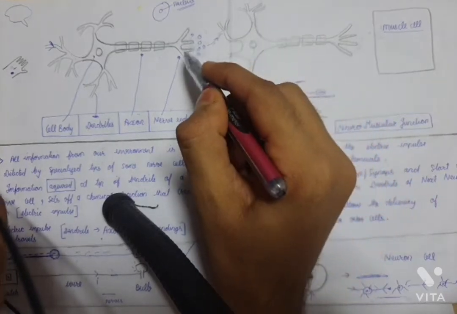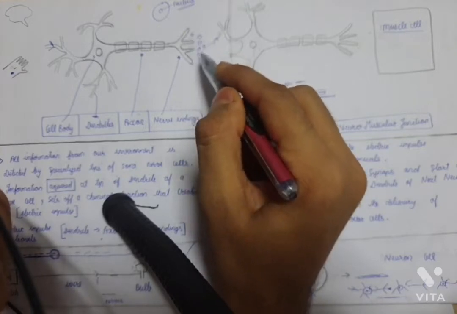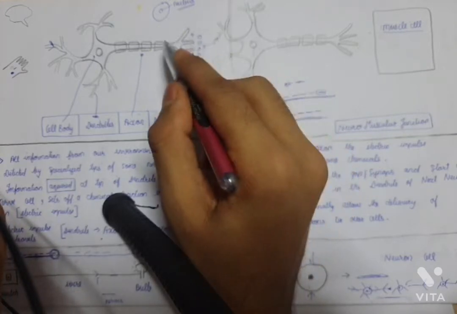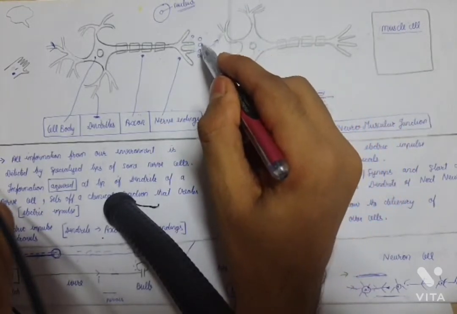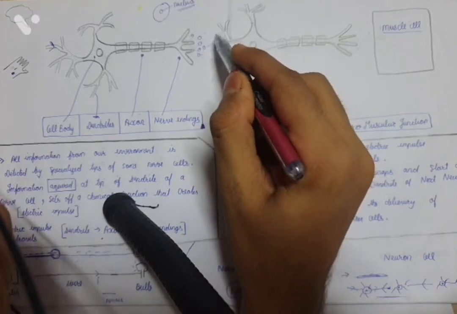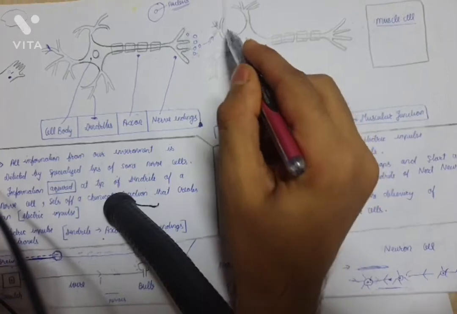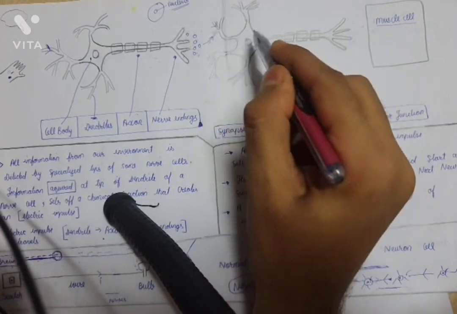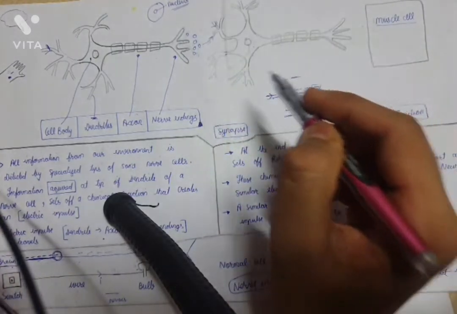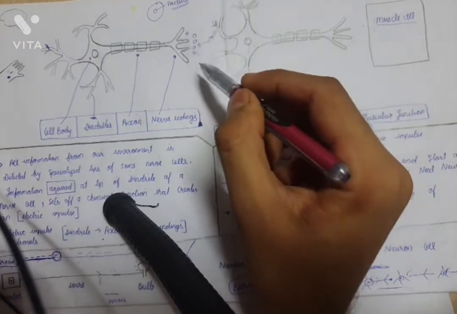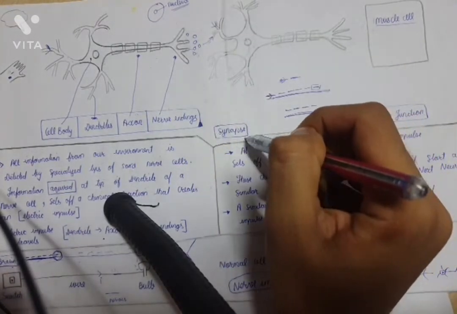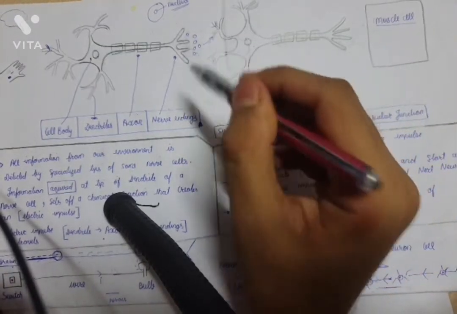So here these nerve endings release some chemicals, because there is a gap, these two are not connected. This chemical goes in here, and due to this chemical another nerve impulse is generated, and it travels through the dendrite, cell body, axon, and the nerve ending. And this is a gap, and this gap is called a synapse. Synapse is the gap between two neurons.